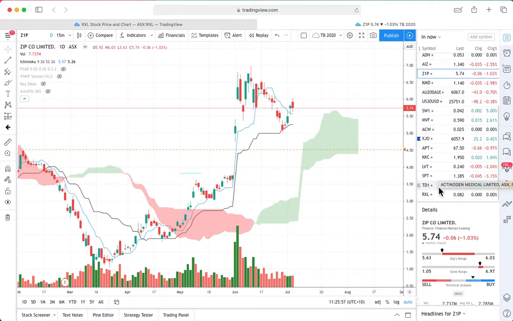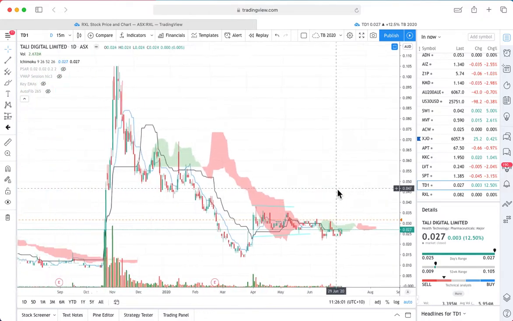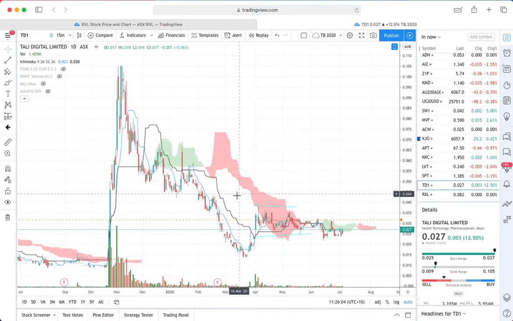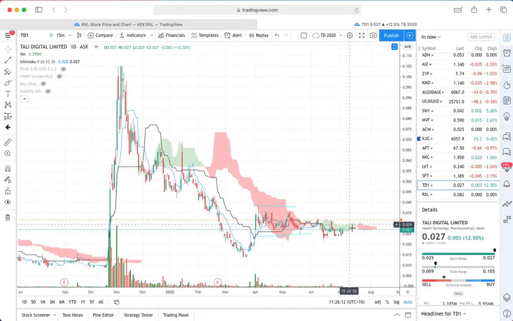Let's have another look at TD1. TD1 again, we can see here a good uptrend and then a very bad downtrend. A bit of an uptrend here, and now it's consolidating around these levels here, and it would have to break past that sort of 30 line to move upwards again.